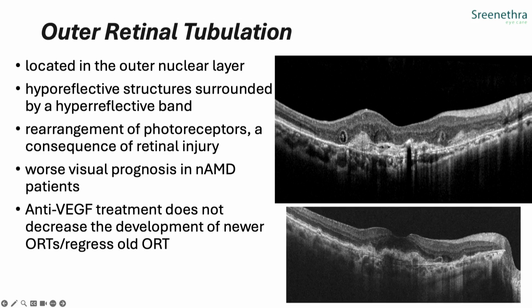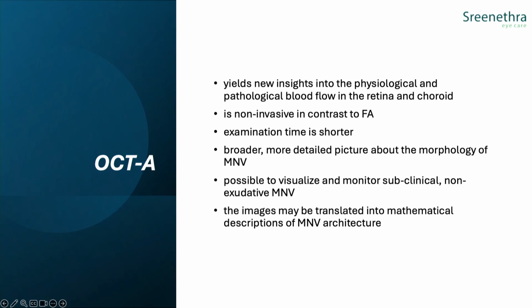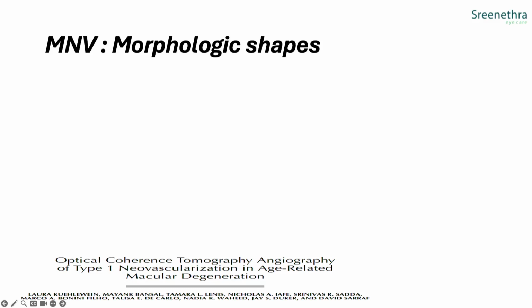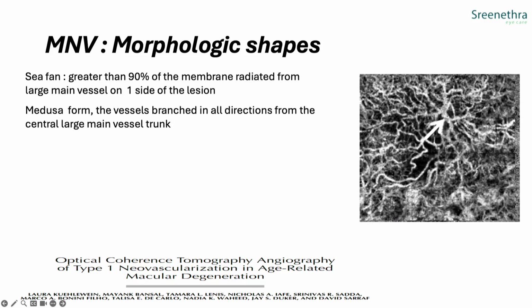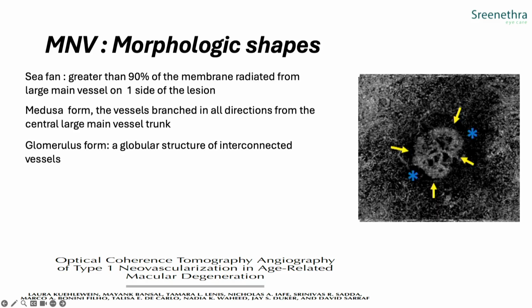Coming to OCTA, it yields new insights into the physiological and pathological blood flow of the retina and the choroid. It's non-invasive, the examination time is short, and it provides a broader and more detailed picture about the morphology. It's possible to visualize and monitor subclinical non-exudative MNV, as we saw in the first case, and these images can actually be translated into mathematical descriptions. So based on the morphological shape, you can have a C-fan, a medusa form, or a glomerular form. All these forms indicate an active CNV.